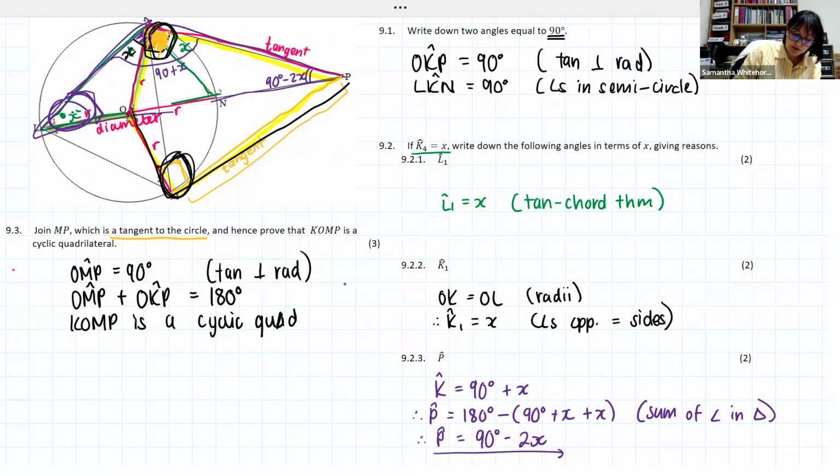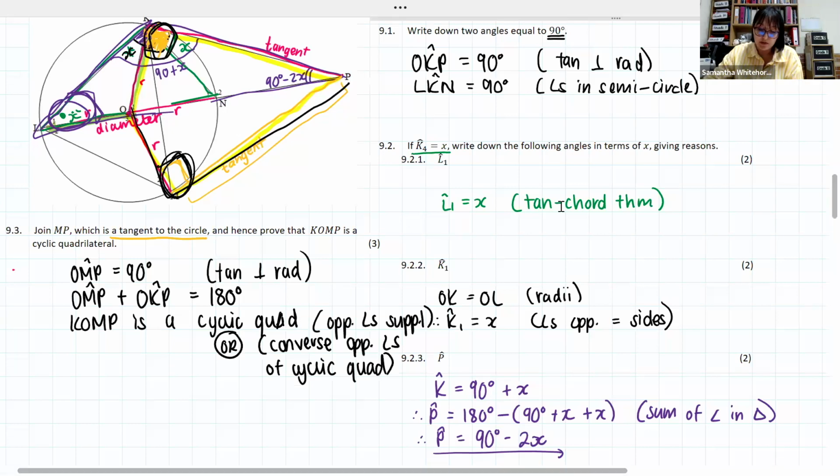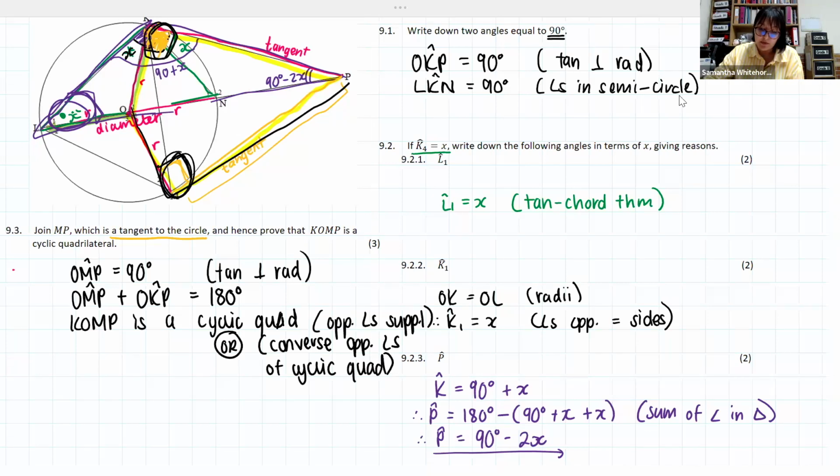Now there's two reasons you can give here. Sorry, that's a weird looking quad. You can either say opposite angles supplementary, so add up to 180, or you can say converse opposite angles of cyclic quad. Either one is fine. Personally, I use the converse reason. That's the one I remember. Either one is fine though. It's completely up to you. It's also dependent on what you've learned. But like I say, both of them are fine. Both of them will get you the marks.